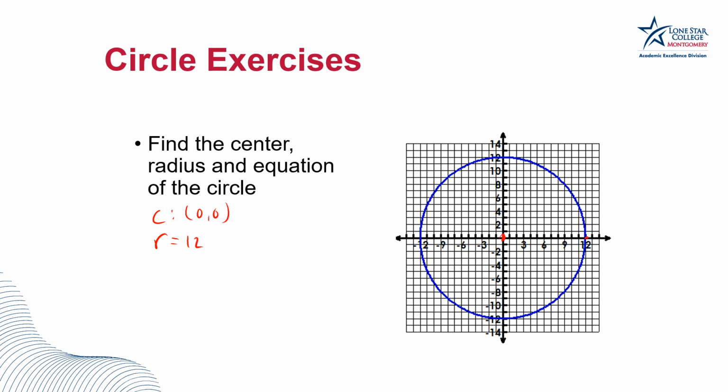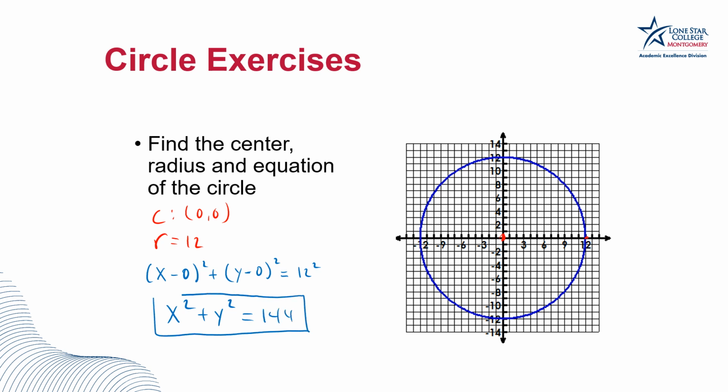So applying it into the center radius form of our circle, that would give us x minus h, which is 0, squared, plus y minus k, so minus 0 again, squared, equals 12 squared. That's our r squared. So simplifying a little bit, x minus 0 is just x, so it'll be x squared. Same thing for the y squared, equals 144. So this right here is the equation of our circle in center radius form.